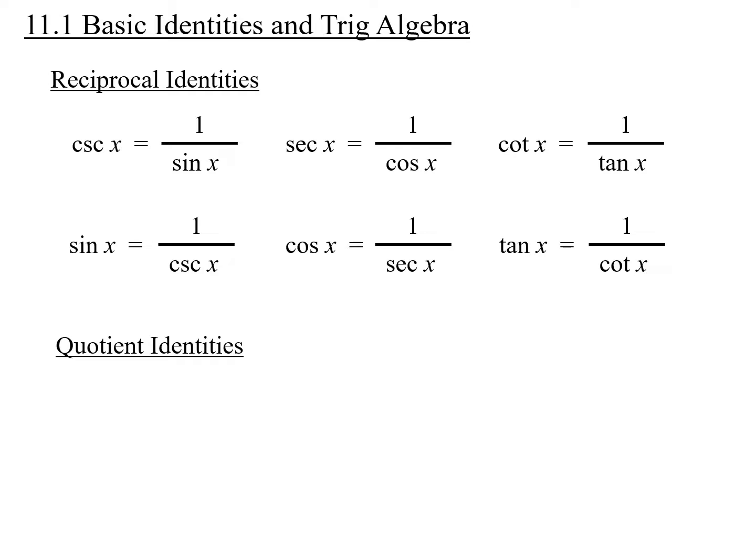Next, let's talk about the quotient identities. And again, these you should know. One of them is the tangent function, which is a quotient of the sine and the cosine. And then if we reciprocate this, we get the cotangent, which is the quotient of the cosine to the sine.